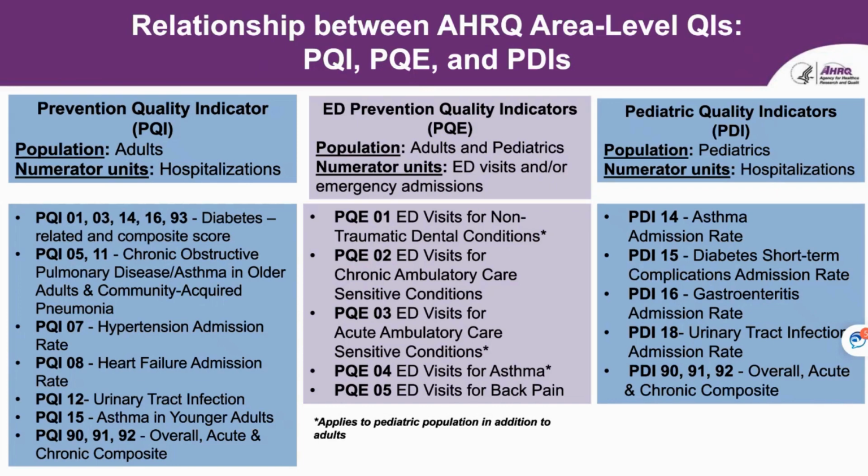PQE4, the asthma measure, overlaps with PQI 15, asthma in young adults, and with the asthma PDI, PDI 14. The PQEs also include dental and back pain measures, PQEs 1 and 5, that are unlike anything in either of the inpatient modules.